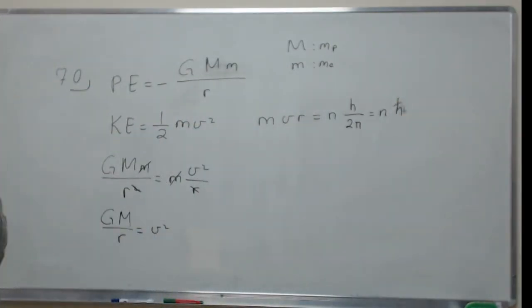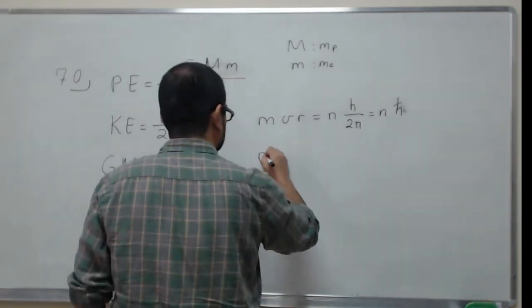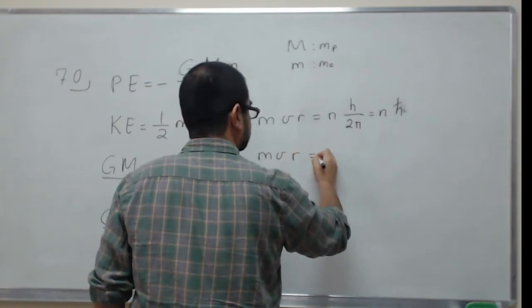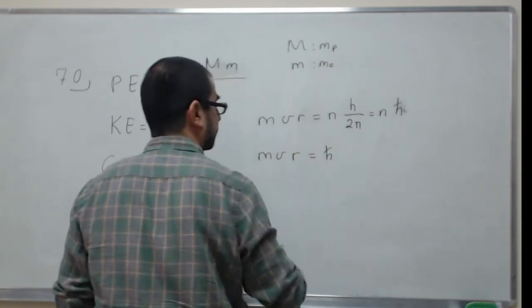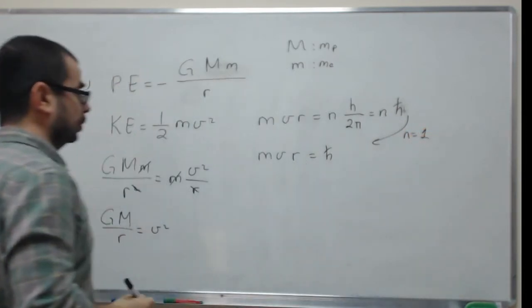And we are going to look at the ground state, I believe. Let me check if that's what they're asking. Otherwise, I'll keep the n. First Bohr orbit, so it's the ground state. So we have the situation mvr is equal to just h bar. Okay, so this is n equals 1, ground state, first Bohr orbit.